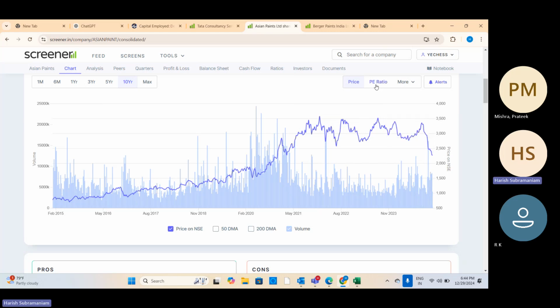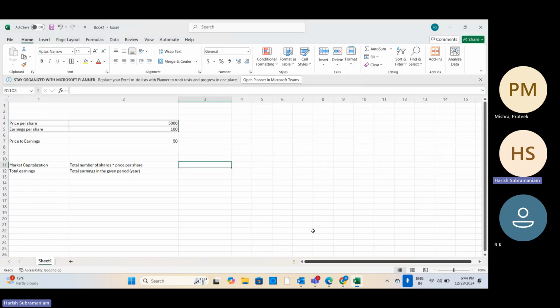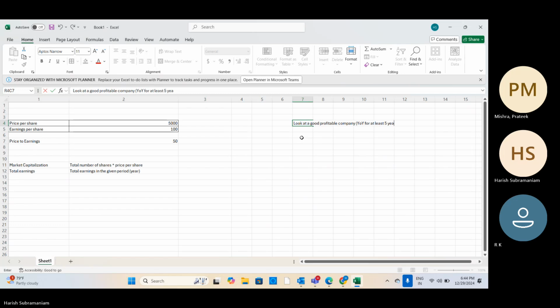And today this share price, which was 3,500, has gone down to 2,200. So one of the key rules is: look at a company. Let's look at it this way. Look at a good, profitable company. It should be profitable year on year for at least 5 years. Profitable year on year with growing profits.